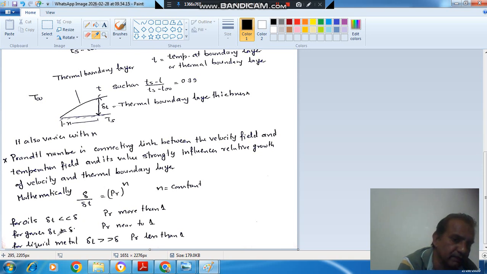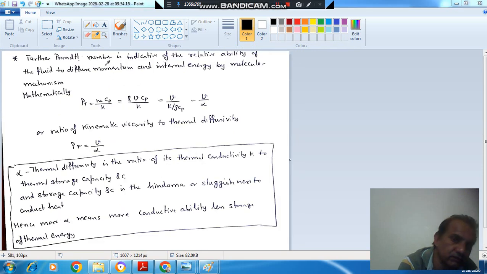For gases, delta T is equal to delta, or thermal boundary layer thickness is equal to hydrodynamic boundary layer thickness. So the Prandtl number is nearly equal to 1. And for liquid metals, thermal boundary layer thickness is very large as compared to hydrodynamic boundary layer thickness, and the Prandtl number is less than 1. Further, this Prandtl number is also indicative of the relative ability of the fluid to diffuse momentum and internal energy by molecular mechanism.